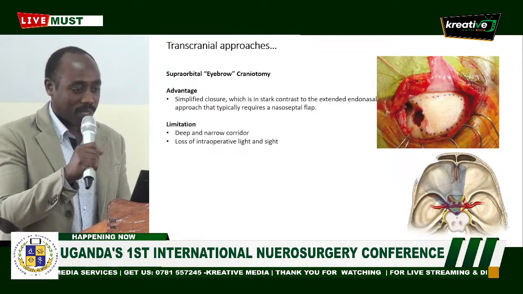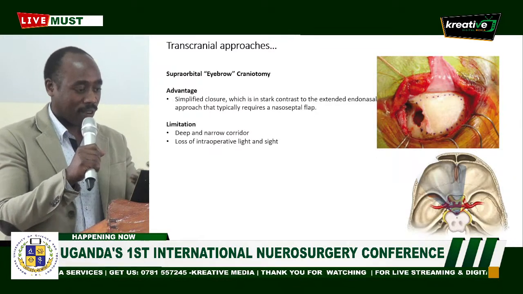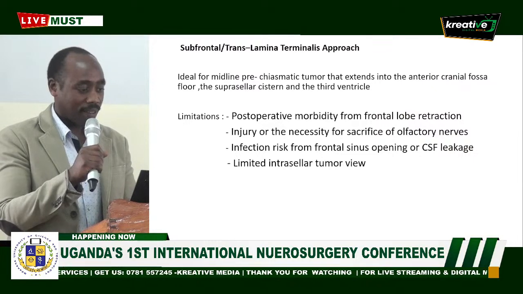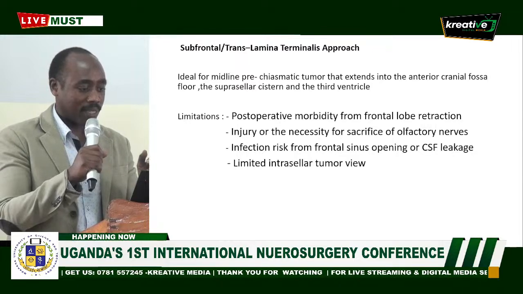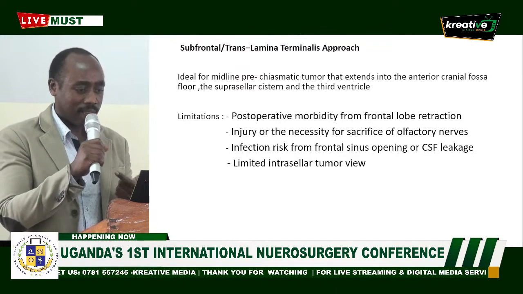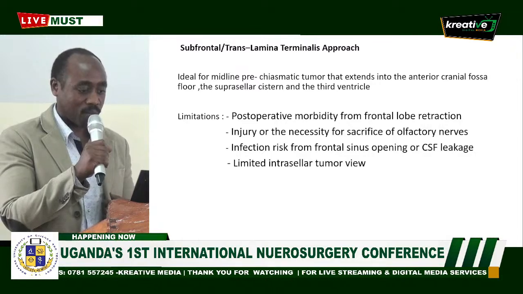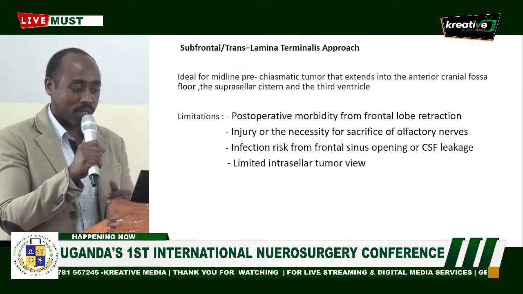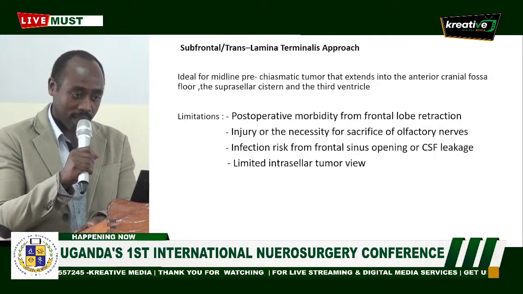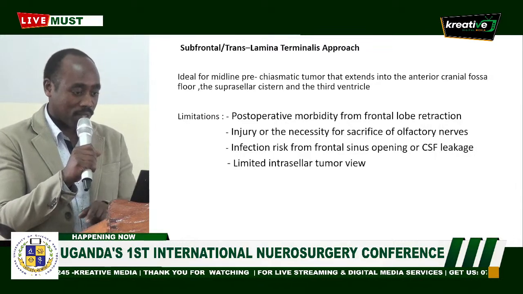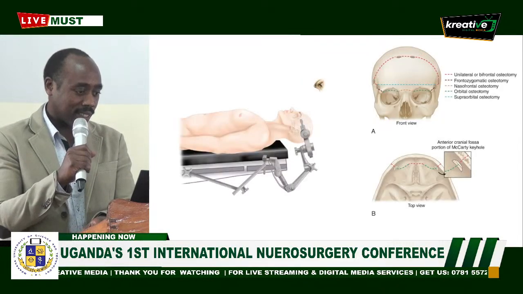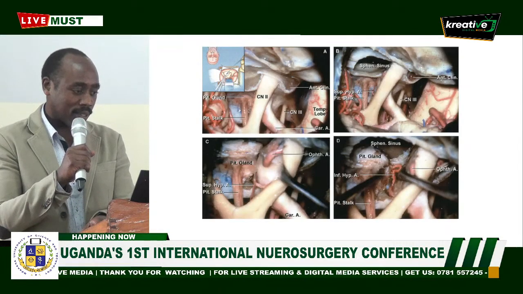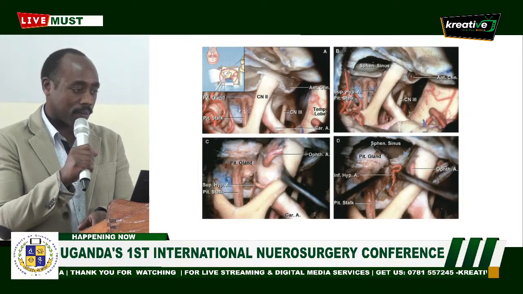The subfrontal, which basically involves taking off all the frontal bone, has very good advantages, which is basically a very wide view, but the limitation is very aggressive surgery. It might involve frontal lobe retraction, with all its complications, and also it can involve CSF leaking through the anterior cranial floor. That's the positioning for the subfrontal, and that's the axis that you see when you open that. So the optic apparatus all the way down to the pituitary stalk.